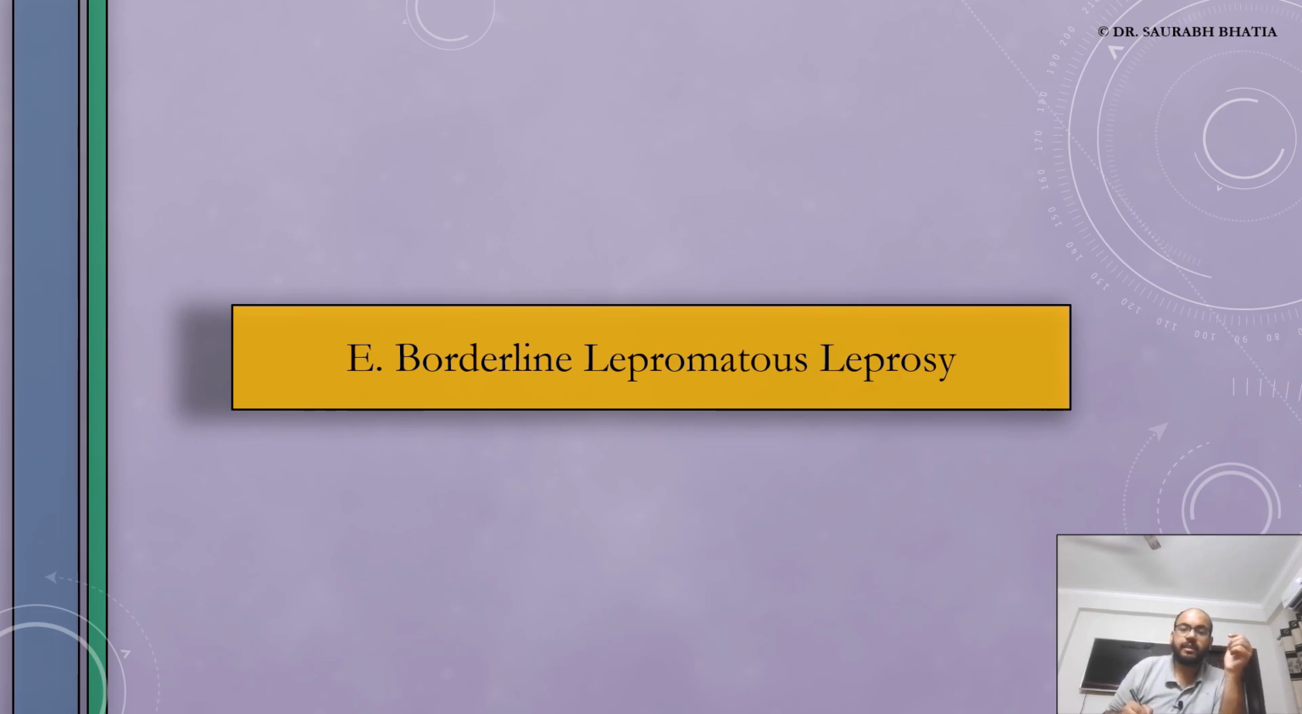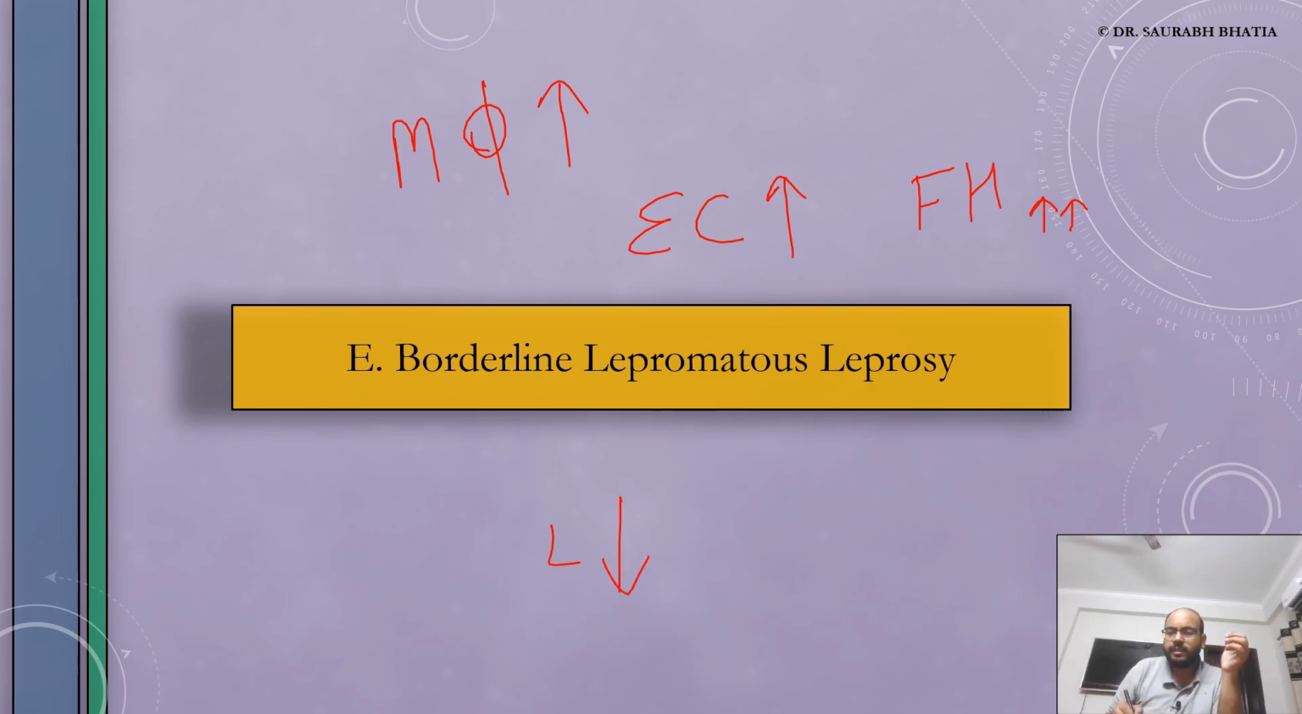Now let's discuss the second segment. The next segment, borderline lepromatous leprosy. Now, in borderline lepromatous leprosy, you will have macrophages, which are increasing. You will have epithelioid cells, which are increasing. You will have foaming histiocytes, which have just started to increase now. You have lymphocytes, which will be decreasing. Okay. So, with that picture, let's start our discussion on borderline lepromatous leprosy.